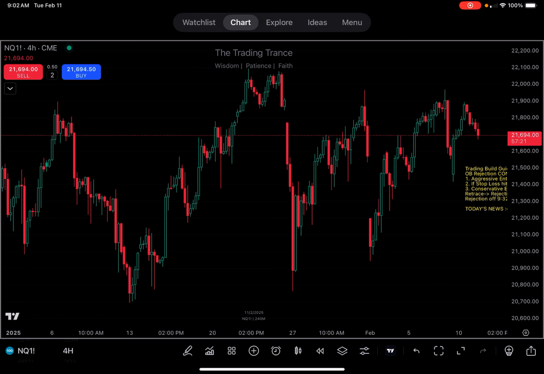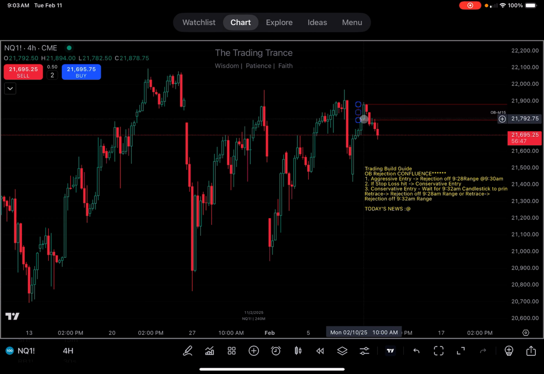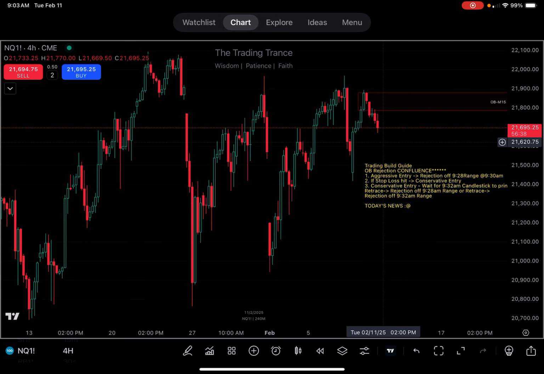The first thing I do is mark off the most recent order blocks. It's a bearish order block. For people that don't know what an order block is, a bearish order block is the last bullish candle before a major shift in structure on the downside. So this would be a bullish candle, the last bullish candle before a major shift in structure on the downside.